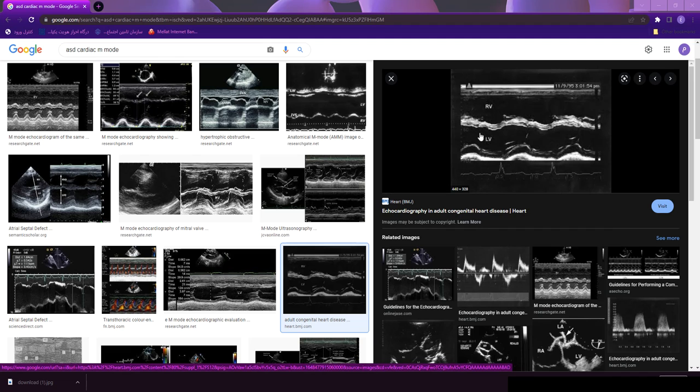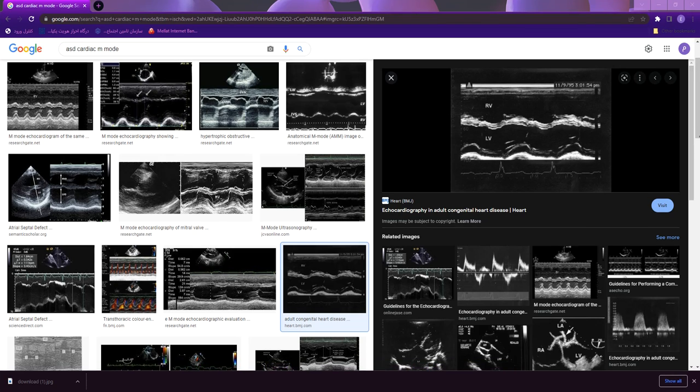In this we see the paradoxical septal motion. This is the paradoxical septal motion, and this is the mitral valve. This is the septum. We see that when the septum contracts, the lateral wall relaxes, and when the lateral wall contracts, the septum relaxes. So we have paradoxical septal motion. We see paradoxical septal motion in ASD, atrial septal defect.